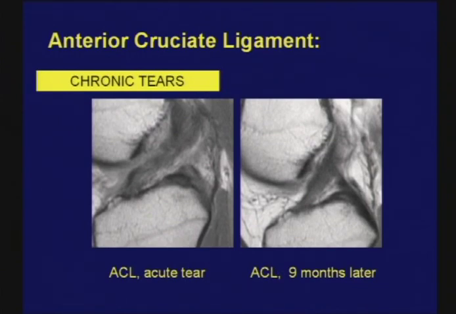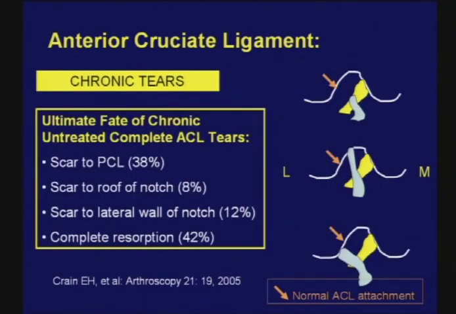The chronic tears of the anterior cruciate ligament. Look at this example. 9 months later, it would be very difficult to suggest that the ligament was abnormal. This has been pointed out in the literature in several articles. I've referenced one here, that there are 4 characteristic patterns of fibrosis following complete tears of the anterior cruciate ligament. In about 40% of cases here, the blue ligament, the anterior cruciate ligament, will in fact adhere to the posterior cruciate ligament. In about 10% of cases, it adheres to the roof of the intercondylar notch.